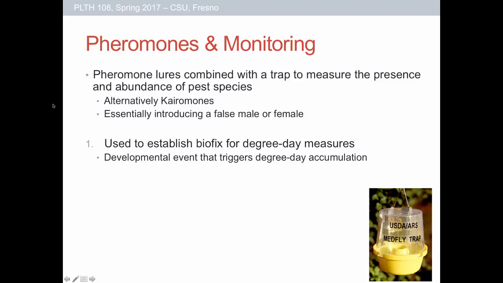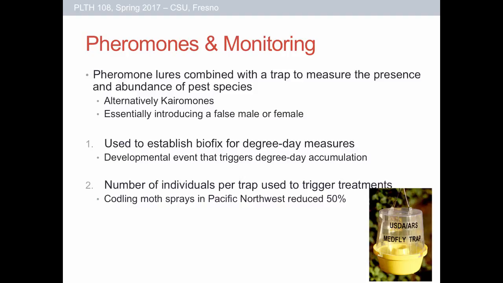And generally you would use sex pheromones, but like we mentioned before, you can use kairomones. You can trick the pest into thinking there's some sort of food source available, and they'll fly towards that. So you can use this for the biofixes. Alternatively, some people have traps set up like this where they measure the number of individuals in the trap, and they'll use that as a trigger for a pesticide application, such as for codling moths.